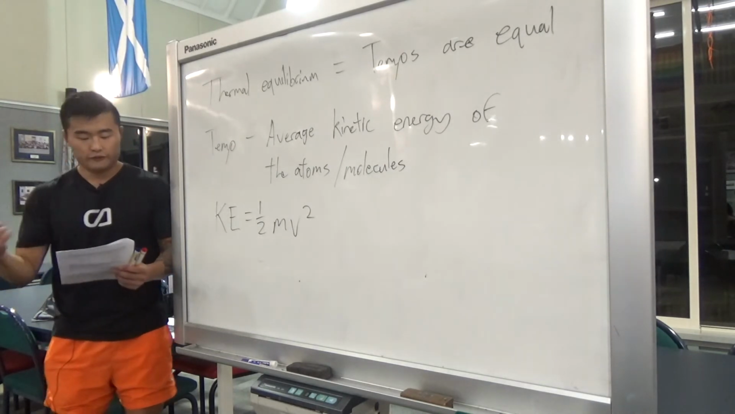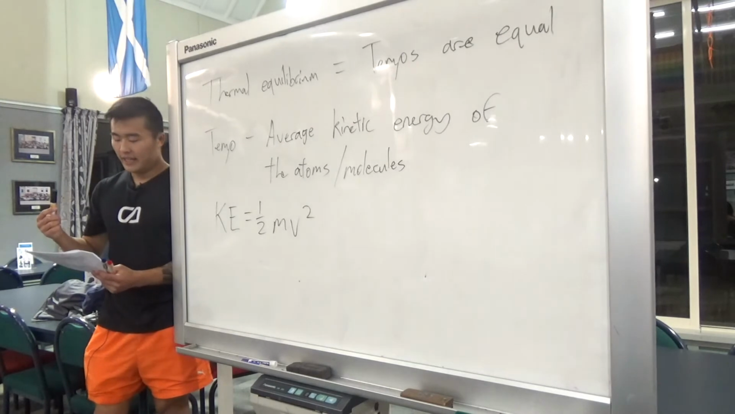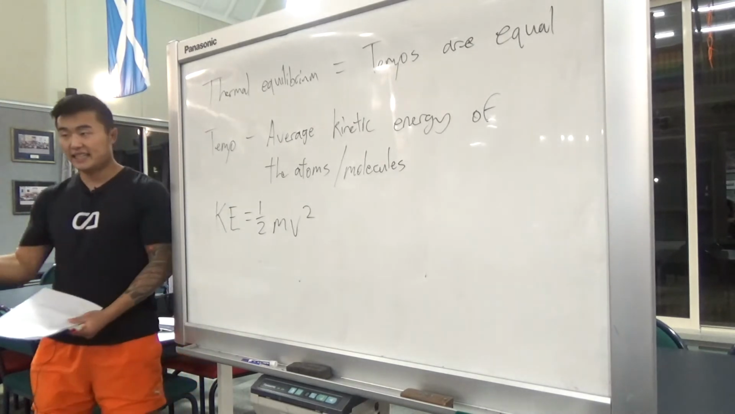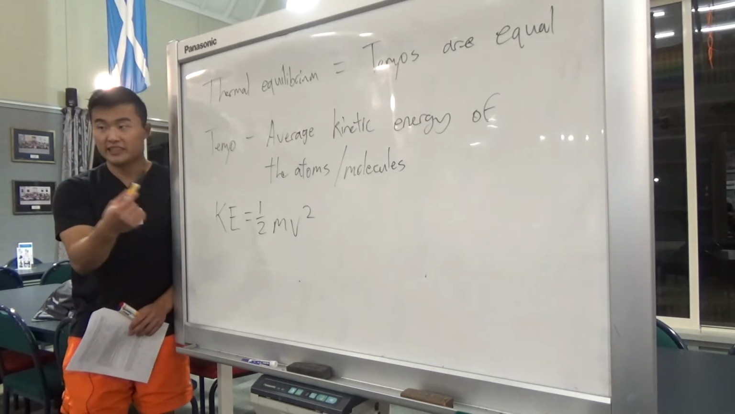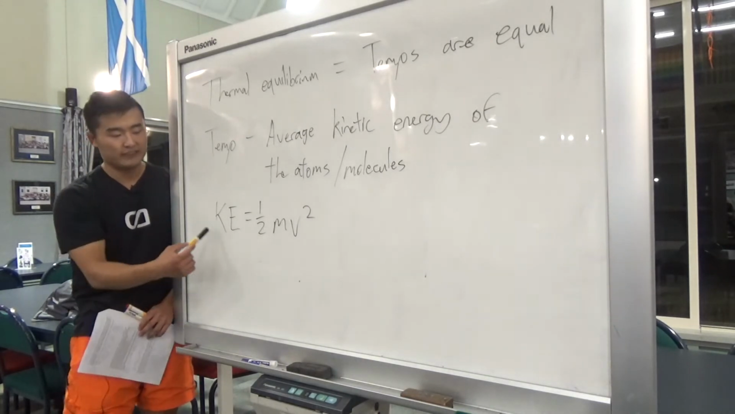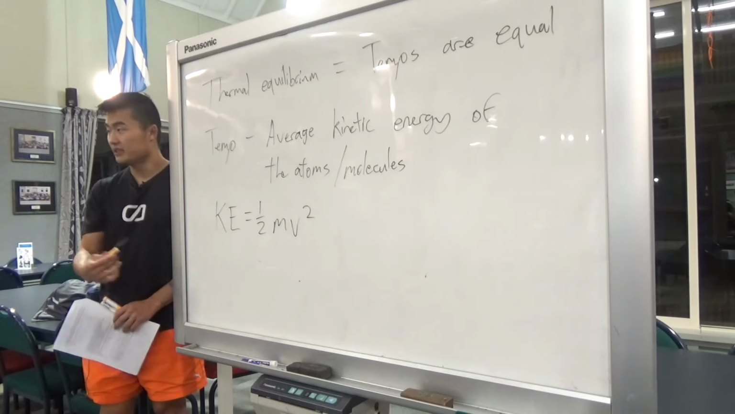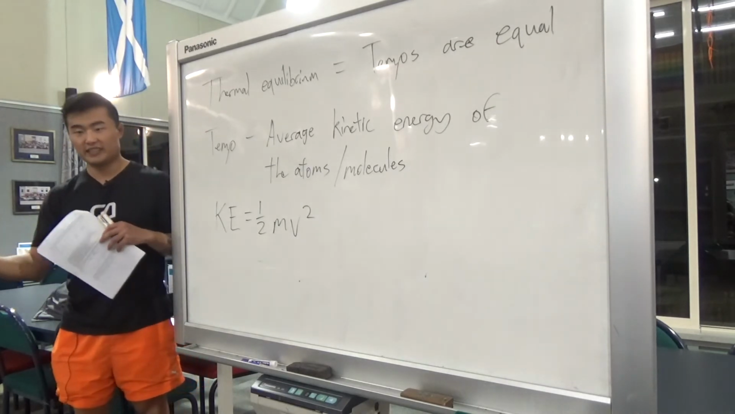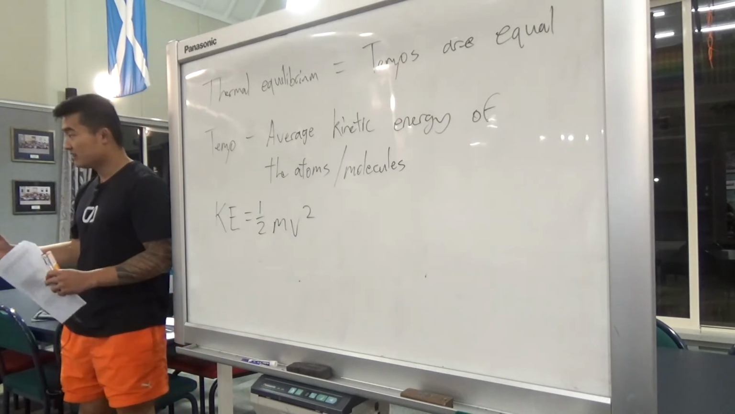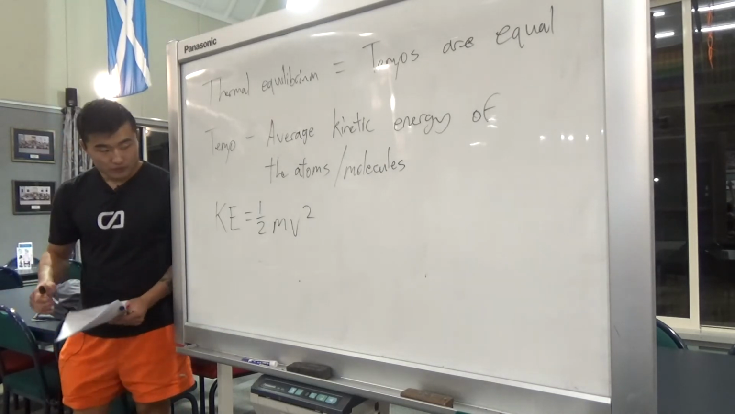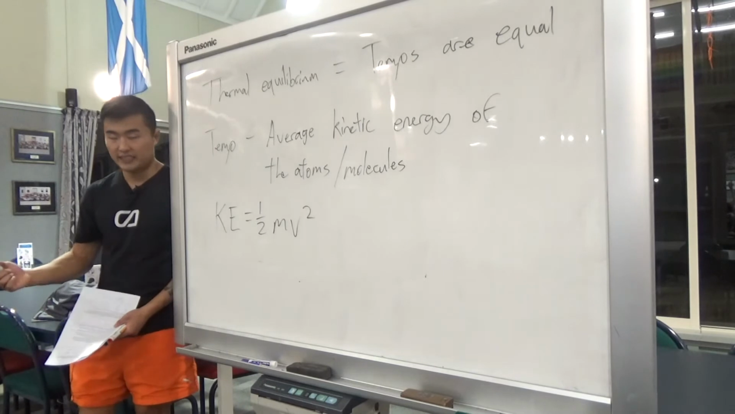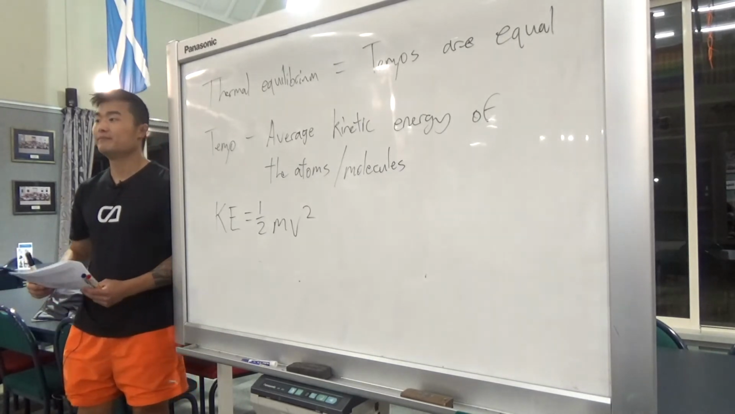So in order for argon and neon to have the same kinetic energy, argon would have to be going slower, right? Because if you have a larger mass and you're going at the same velocity, you're going to have a larger kinetic energy. So in order to have the same amount of kinetic energy, you're going to have a lower velocity, right?